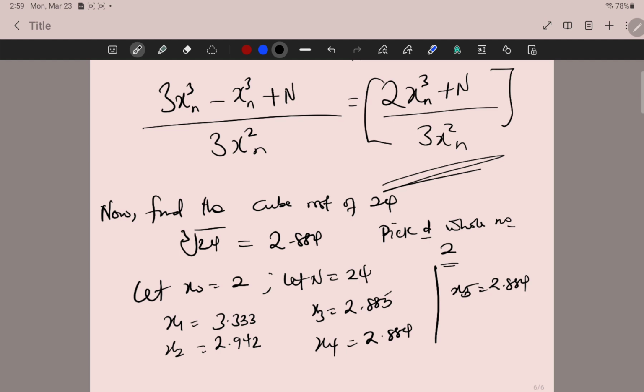The fact that it has repeated itself makes us know that it's the answer. Normally on a normal day, the cube root of 24 is 2.884. So at x5, our answer is 2.884.